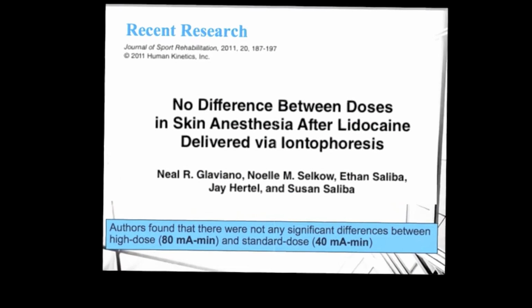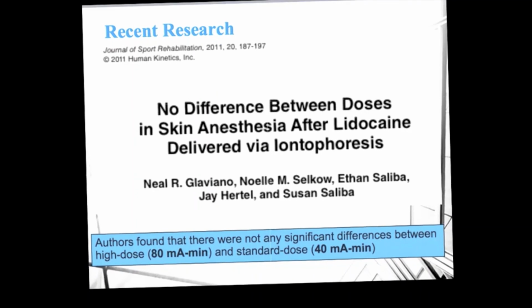But of course, let's look at what the research says here. This research study from 2011 compared basically a 40 and an 80. There were not any significant differences between the high dose of 80 and the standard dose of 40. And this was with lidocaine, so you could assume at that point that they wanted to decrease the pain or anesthetize the area to some extent. So 40 and 80 showed no difference.